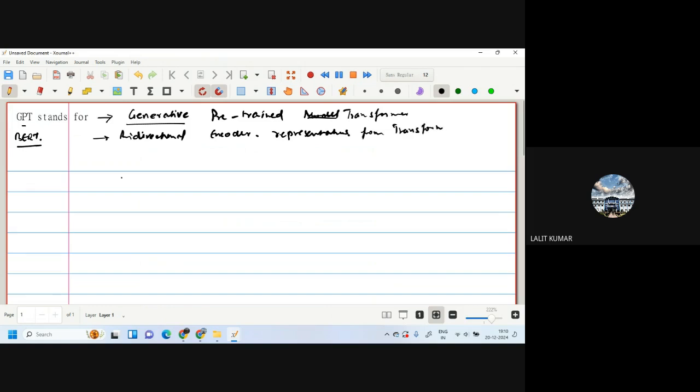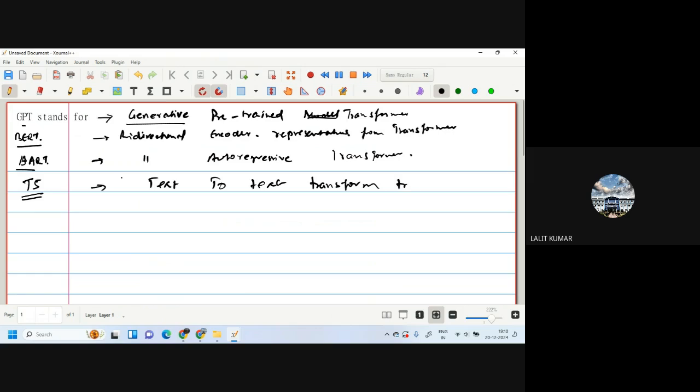Does anybody remember about BART? BART also can come. Autoregressive something, right? Yes. So bidirectional and auto-regressive transformers. And there was another one, T5. So T5 is Text-to-Text Transfer Transformer, five T's. In case they ask these kinds of questions.